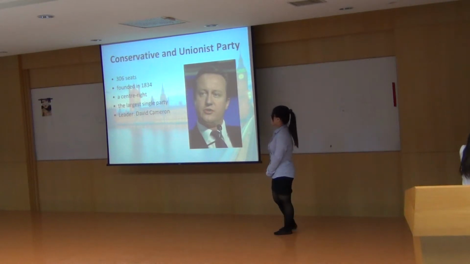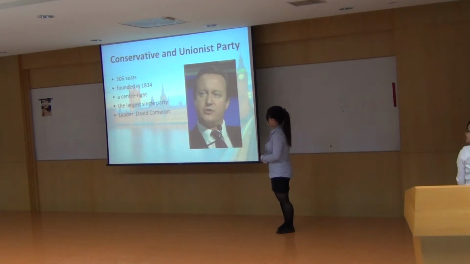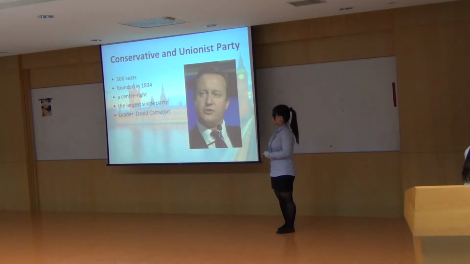The first one is the Conservative and Unionist Party. It has 306 seats and was founded in 1834. It is a center-right party in the House of Commons. The leader is David Cameron, who is also the Prime Minister. It is the largest single party in the United Kingdom.